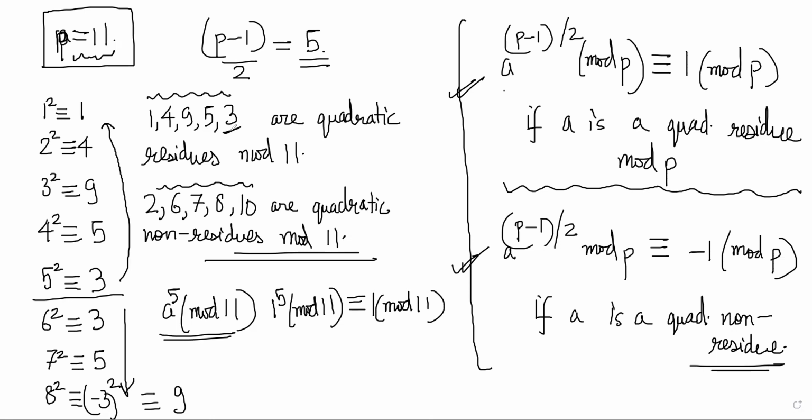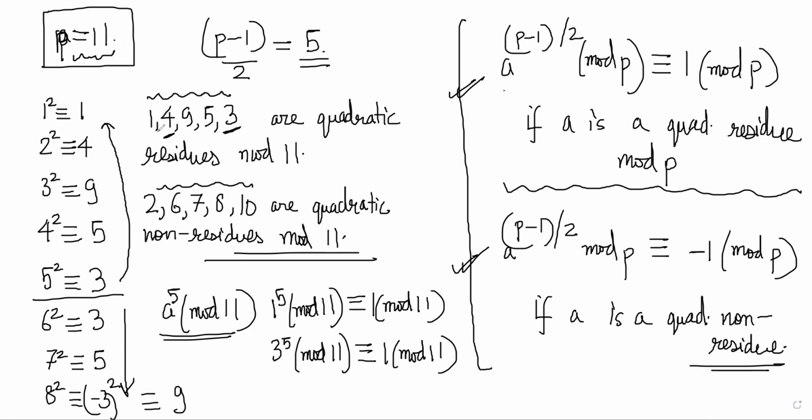Let's try 3 power 5. 3 power 5 is actually 243, and 243 mod 11 is 220 plus 22 plus 1. So 3 power 5 mod 11 is also congruent to 1 mod 11, right? Similarly, you can test others also.